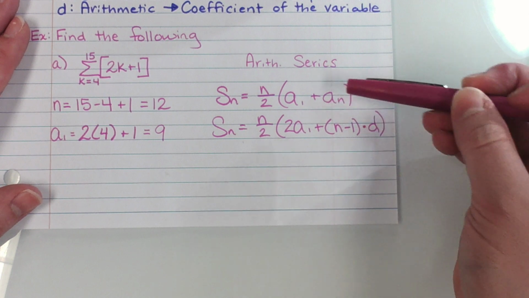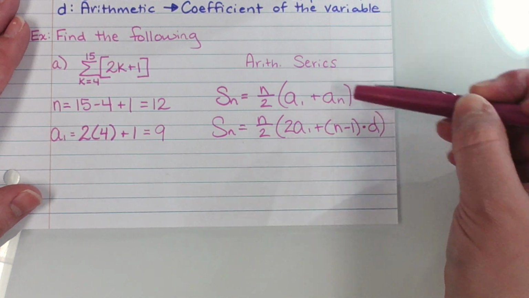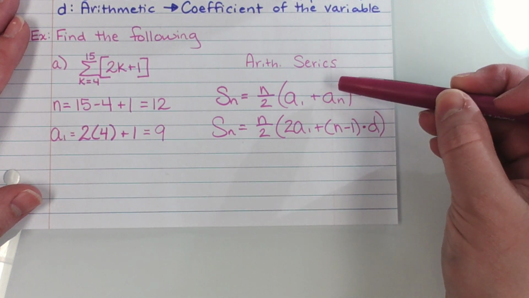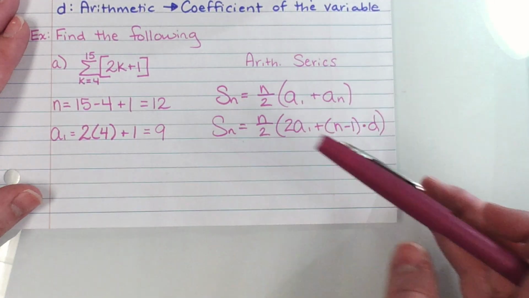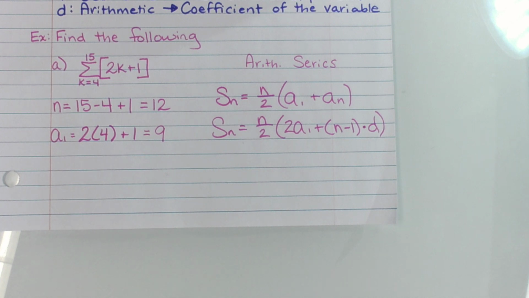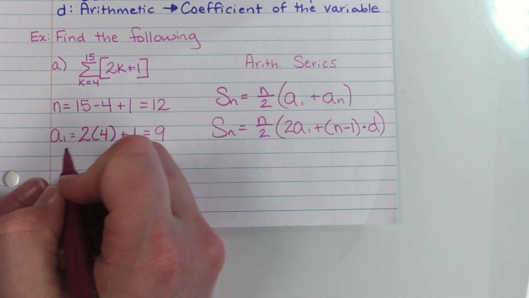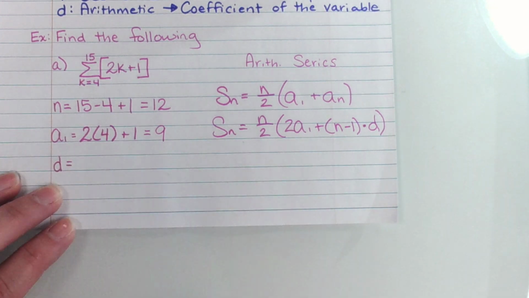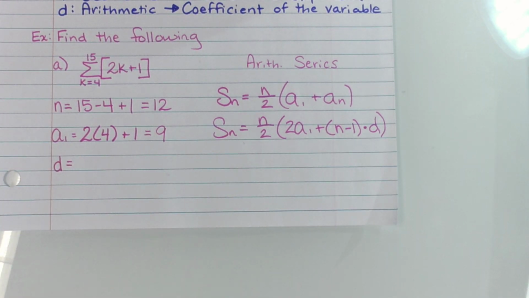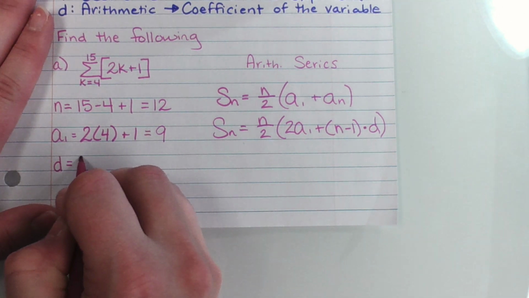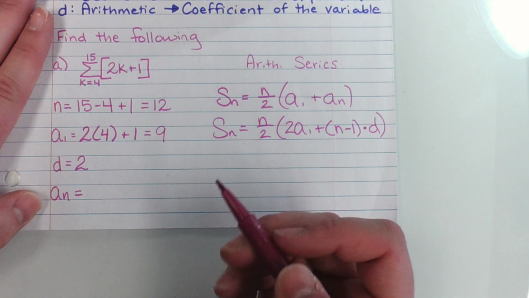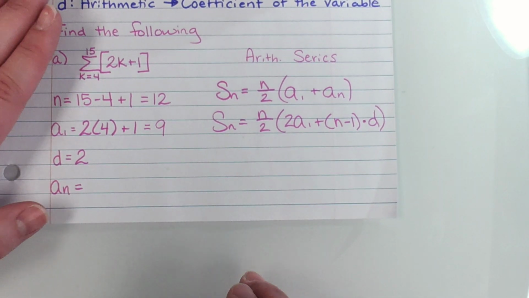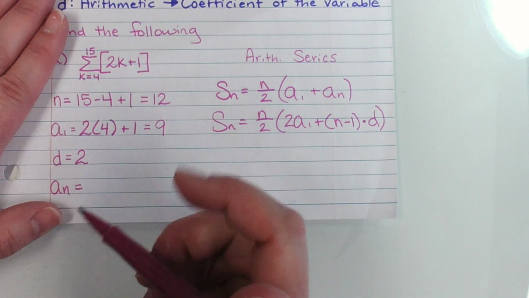Which formula would you rather use? I prefer this one. Some people would prefer this one. D is easier to find, which is why some people prefer the bottom one. What is d? 2. It's the coefficient of the variable. A sub n's a little harder to find, but to find a sub n, you just plug in 15 into the expression.